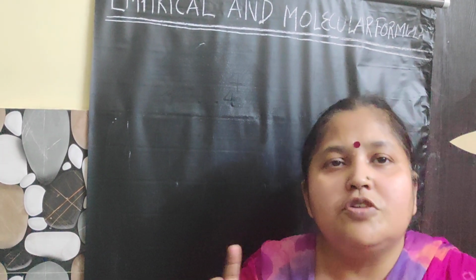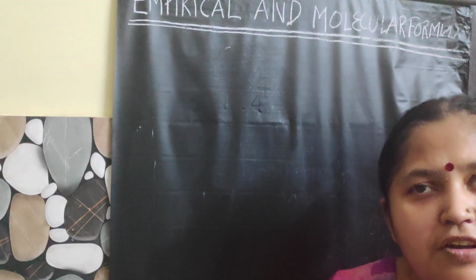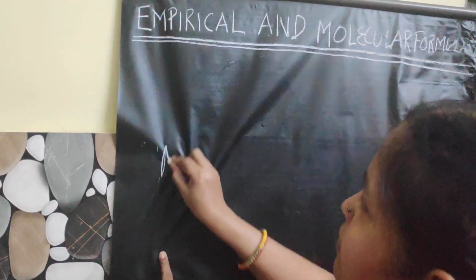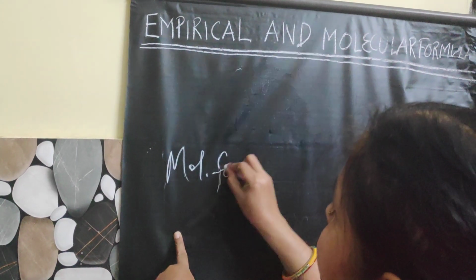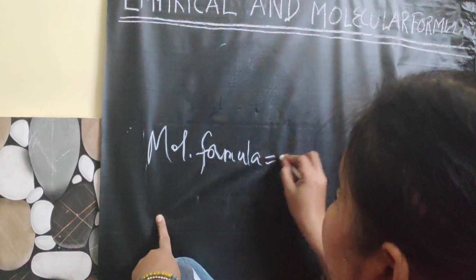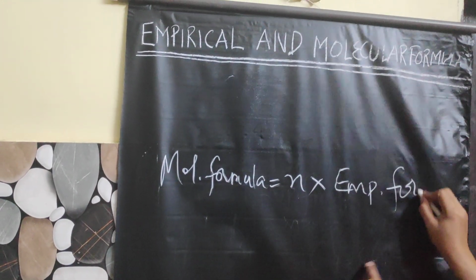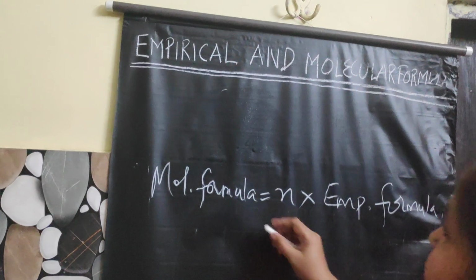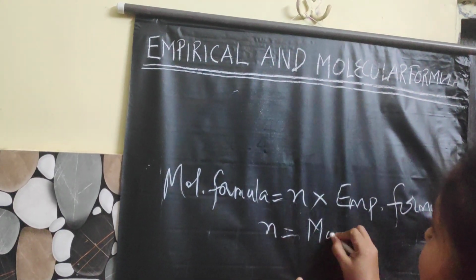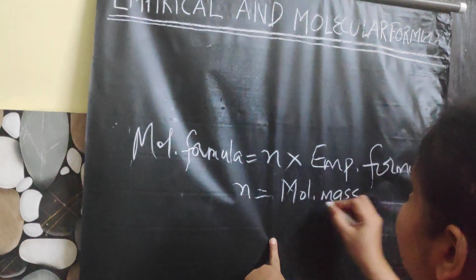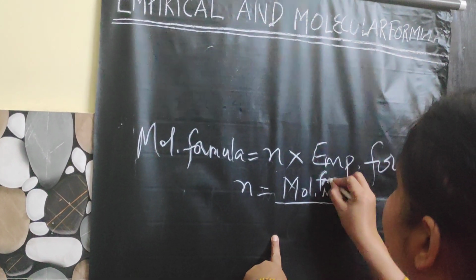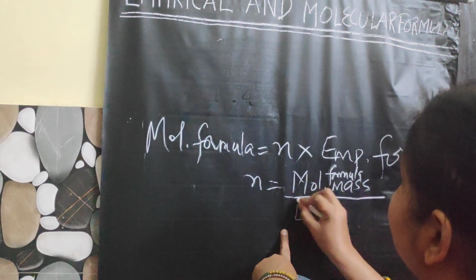Molecular formula is equal to n into empirical formula. So whatever empirical formula you get, you have to multiply by n to get the molecular formula. And how do you get this n? Molecular formula is n into empirical formula. And for this n you need molecular mass upon empirical formula mass.